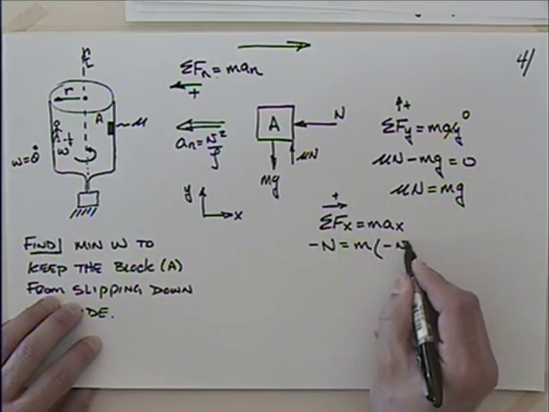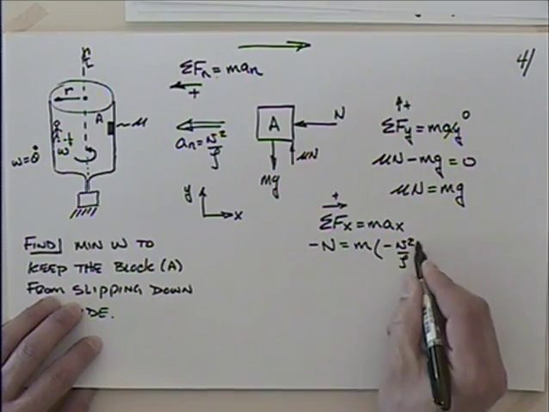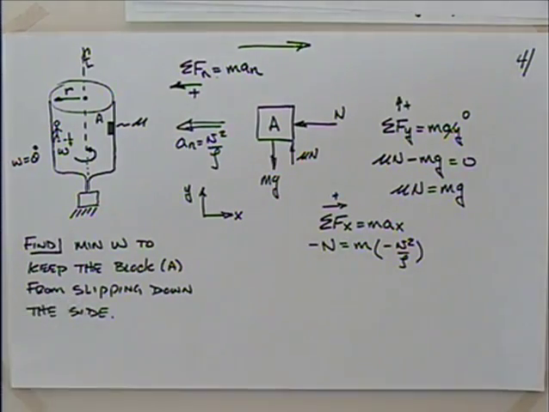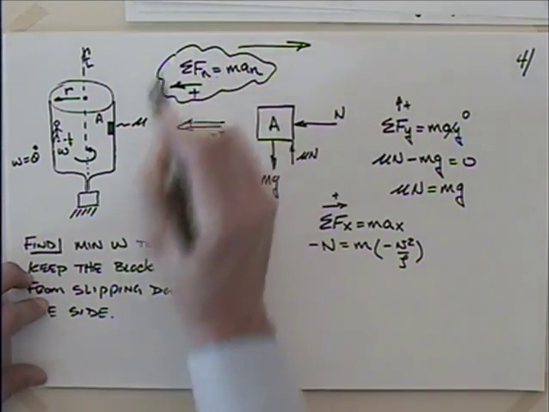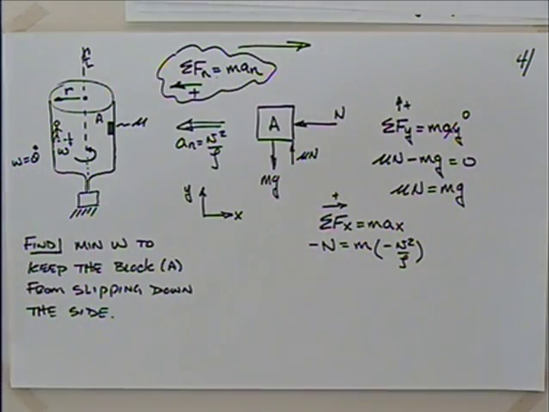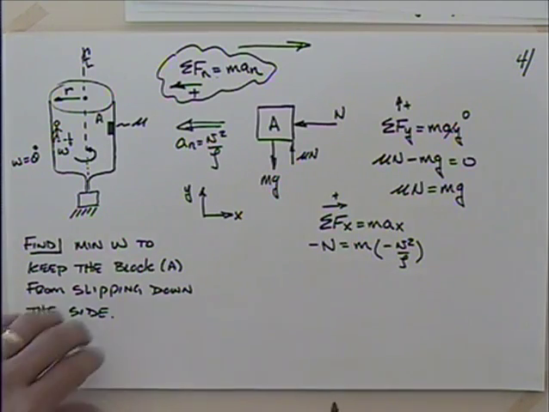Minus v squared over the radius of curvature rho, right? I got a couple negatives in there, so I probably would have been better off taking my x direction the other way. But I wanted to show you that either way will work, as long as you're consistent.